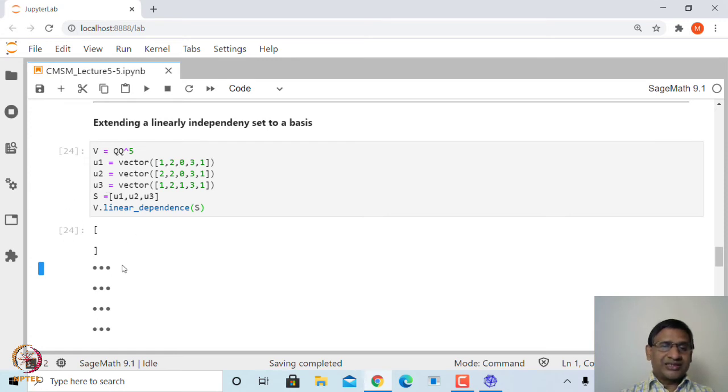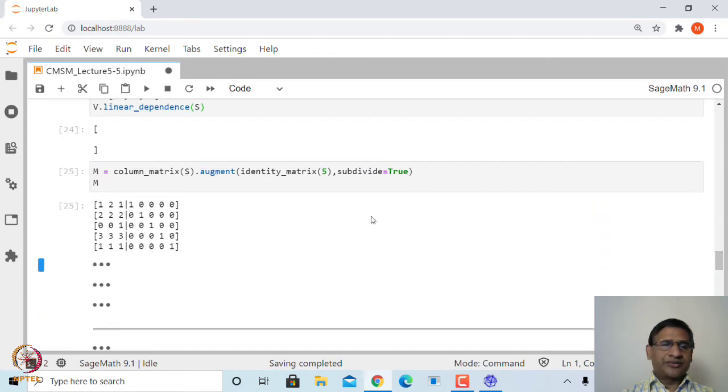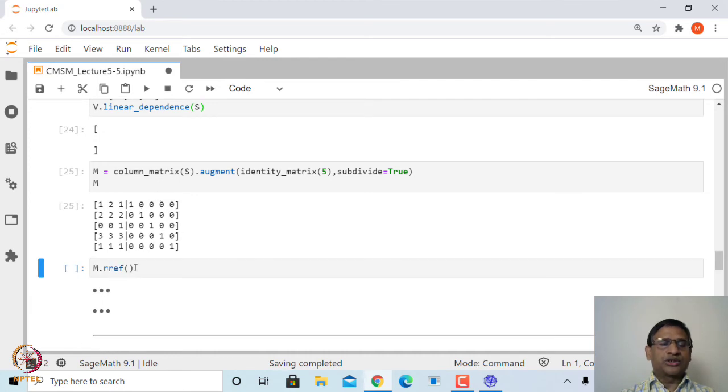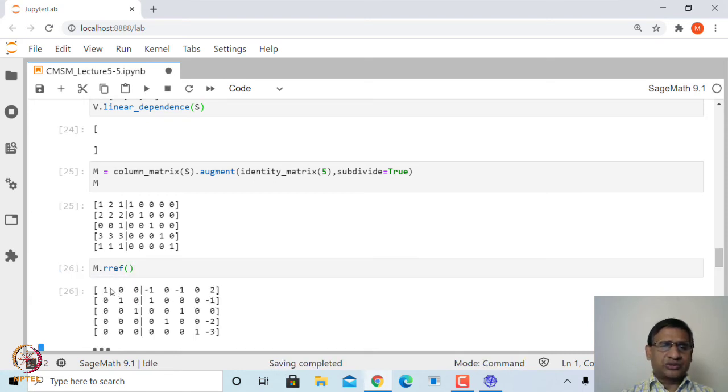So we can take this as a clue, and what we can do is we can take this column matrix U1, U2, U3 and augment the identity matrix to this matrix. That is the same as saying you are augmenting E1, E2, E3, E4, E5. Let us look at what this M is. So M, the first column is U1, second column U2, third column U3. This is E1, E2, E3, E4, E5. And now find pivots of this. You can find RREF, that will also give you pivots.